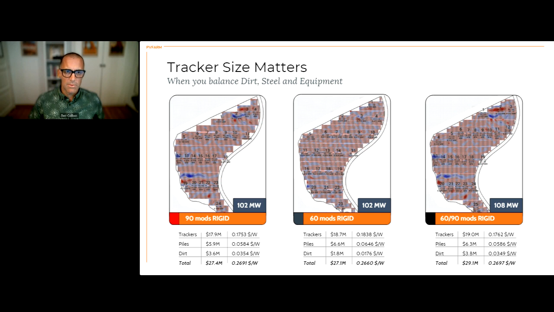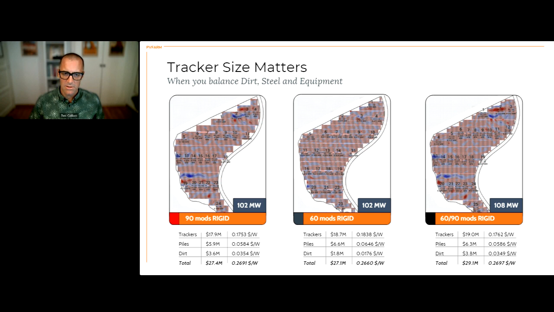So when we talk about tracker size, we've mentioned this already, and here's a case study with an odd shaped site. And we'll look at what happens when we start to look at different tracker strategies. So again, we're going to start with rigid, look at 90 mod, 60 mod in the middle, and then a mix on the right side of the screen. And what we can see down here is that from a dollar per watt standpoint, these are all within the same ballpark, right? They're all fairly close. Some of them are very close.